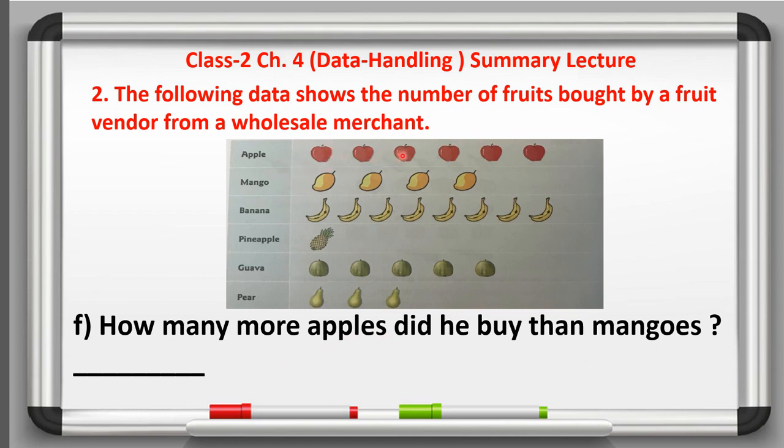1, 2, 3, 4, 5, 6. So 6 apples are there. And how many mangoes are there? 1, 2, 3, 4. 4 mangoes are there. So here we will subtract 6 minus 4. So first we will write 6 minus 4 and that is equal to 2. So here we will write 2.